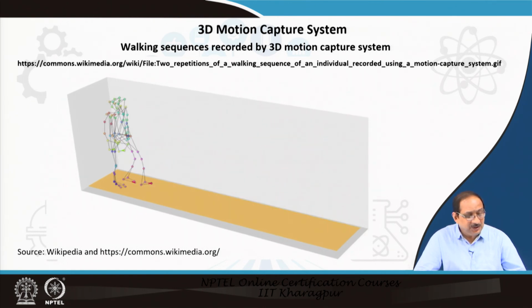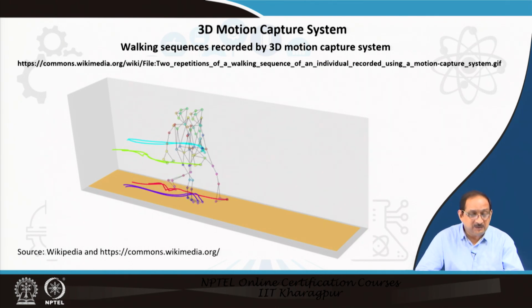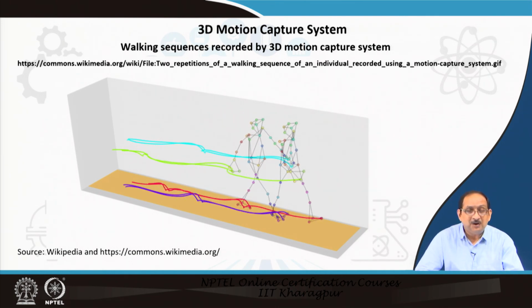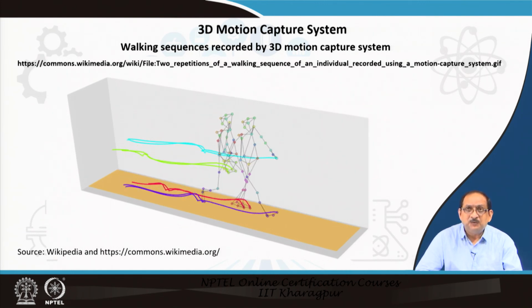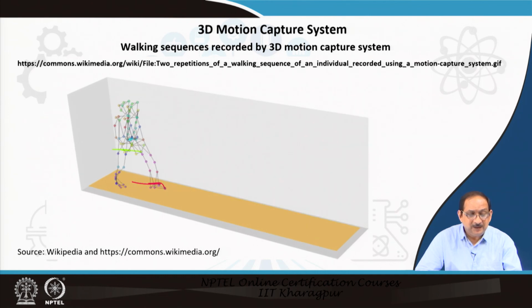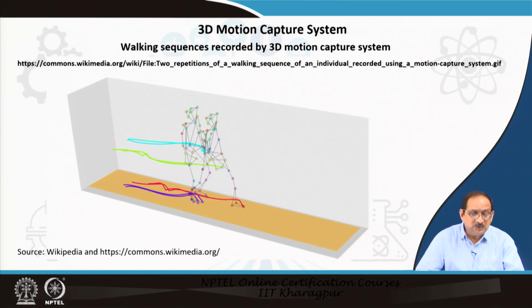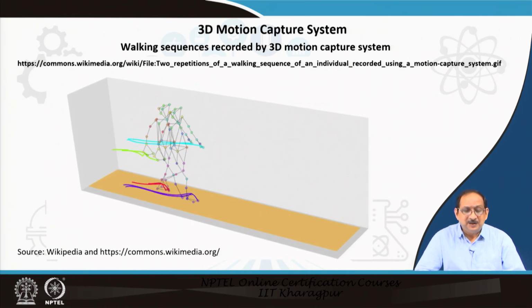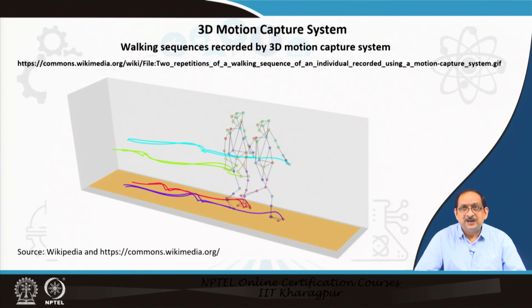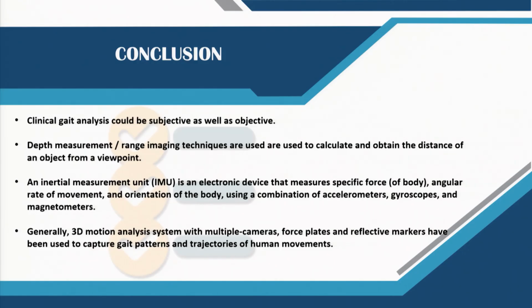After data acquisition and processing of the motion capture system, the recorded trajectory of the markers during the walking sequence is available for interpretation. It could be further used for diagnosis of gait disorders and study of joint kinematics and kinetics. Let us now conclude together on part 1 and part 2 of this lecture on measurement techniques for gait analysis.